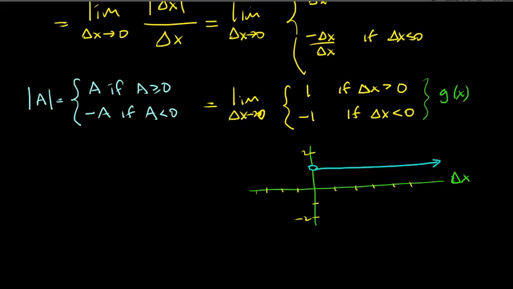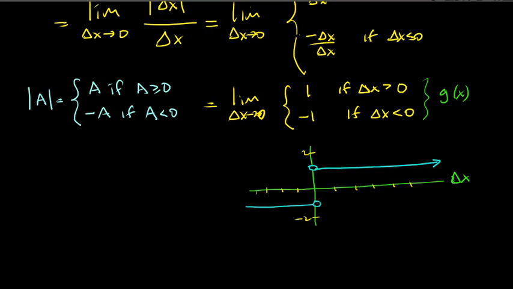For delta x negative, so here's negative, it's going to be negative 1, right? But again, when you get to 0, there's nothing there. Right. It's another hole. Okay? So, yeah.